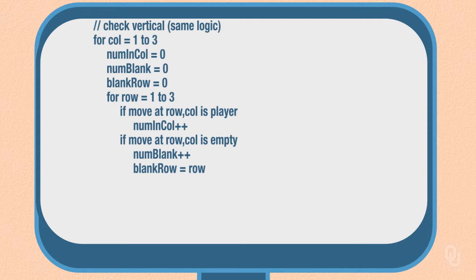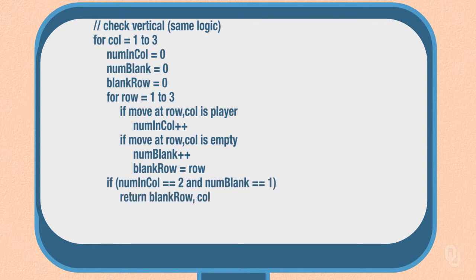And then we do the exact same check that we did for the row with the columns. We now look to see if there are 2 in a row, that is num in column is 2, and there's a blank, so num blank equals 1. And the way we express that in the pseudocode, if num in col equals 2 and num blank equals 1, then we're going to return that winning move, which is blank row comma column.